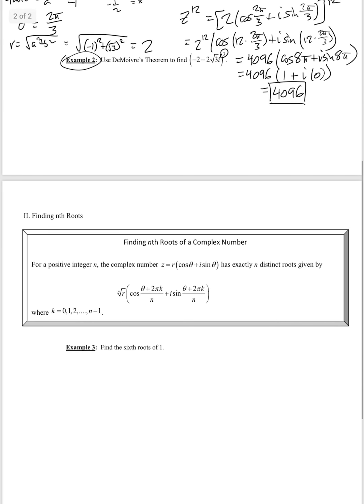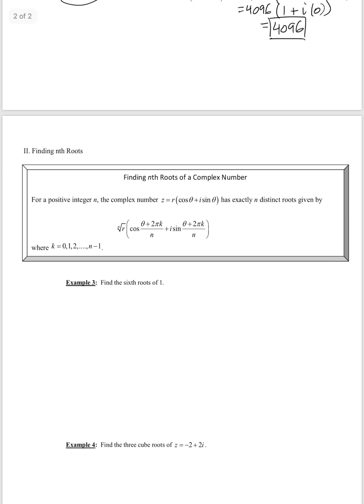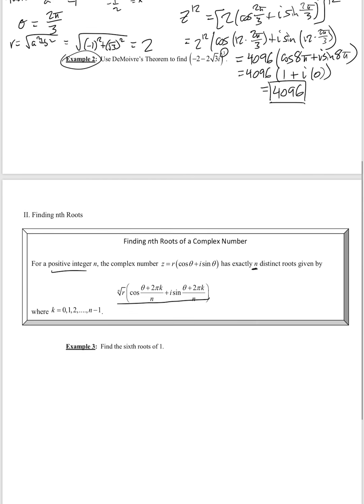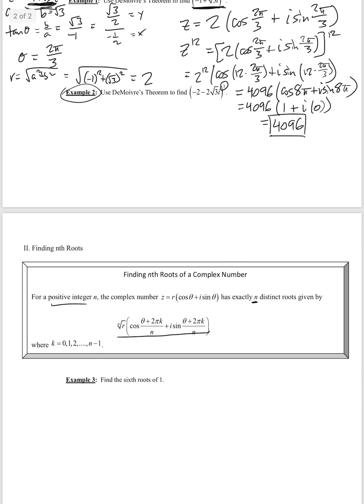Now, if we extend DeMoivre's theorem, again, there's rigorous proof to show that we can use this same idea to find the roots of a complex number. So if we have some complex number, again, written in polar form, then it has exactly n, where n is just some positive integer, distinct roots given by this formula. And this formula is really just coming from DeMoivre's theorem.